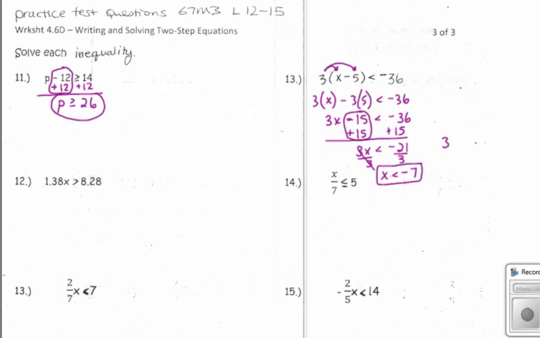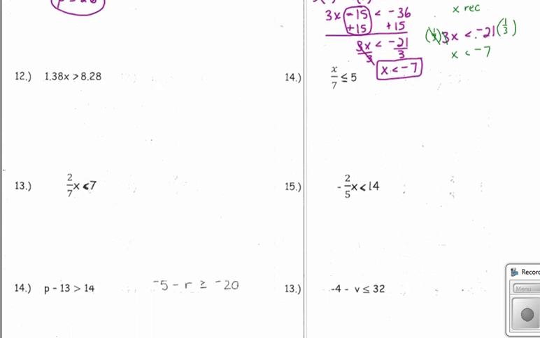Remember, at this point, where we had 3x is equal to negative 21, you have two choices. You could divide by 3, or you could multiply by the reciprocal of 3, which is 1/3. That will work as well. 1/3 of 3 is 1. 1/3 of negative 21 is negative 7. So again, remember, you could either divide by the whole number, or you could multiply by the reciprocal.